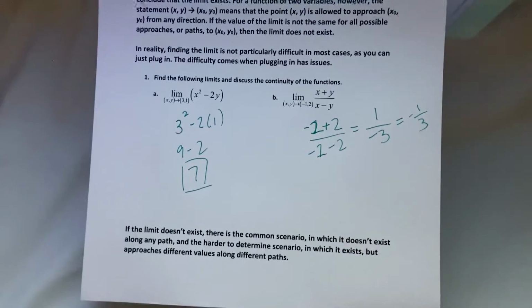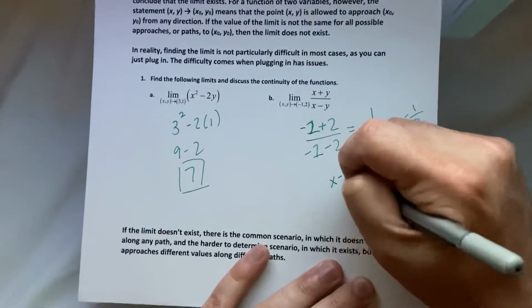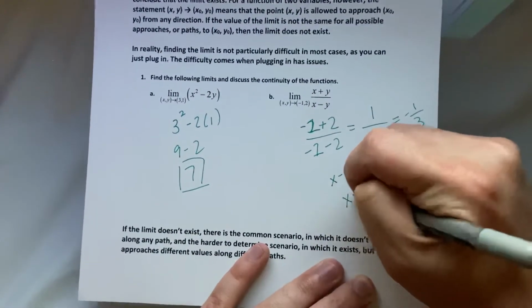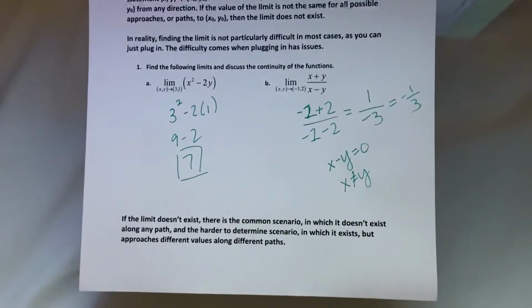Discuss the continuity. It's continuous if both the limit and the function are defined. Where is this not defined? When x minus y, the denominator, is 0, so x equals y. So we know that it's continuous everywhere that x is not equal to y.